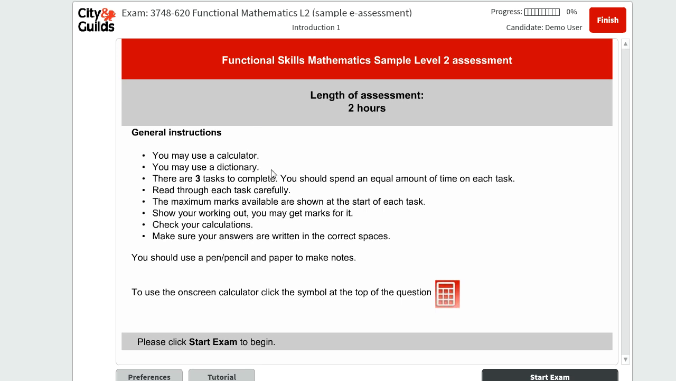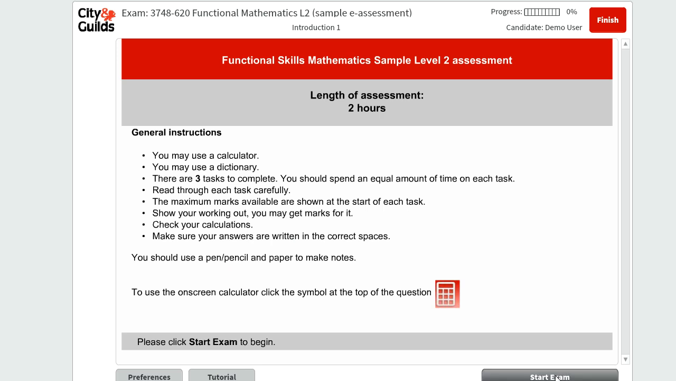There are 3 tasks to complete, and it's advisable for you to spend an equal amount of time on each task. Make sure you read each task carefully, and be aware that each task out of the 3 has 25 marks. In total, it will be 75 marks. Make sure you check your calculations. Also, please ask at the start of the exam for pen or pencil and paper to make notes. This is the on-screen calculator. If you click on it, it will pop up for you to use. If not, you can use a normal calculator if you ask for one at the beginning of the exam.